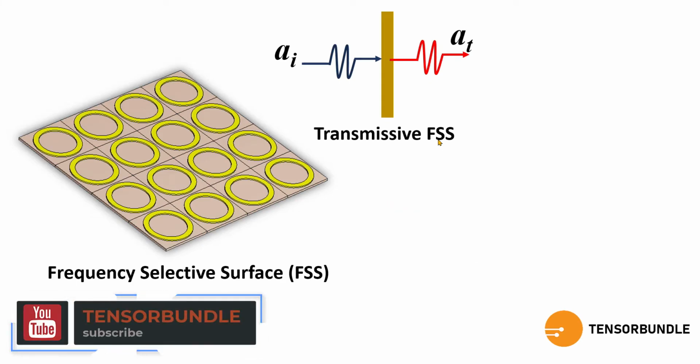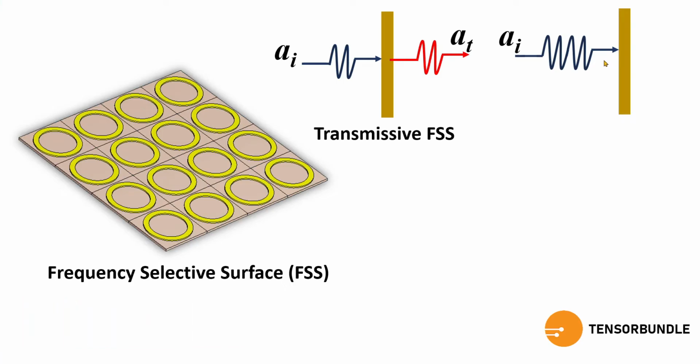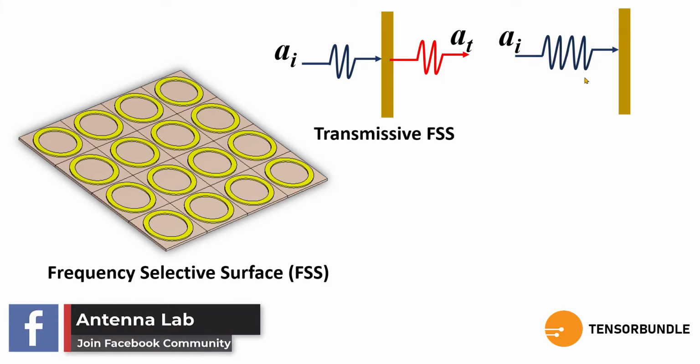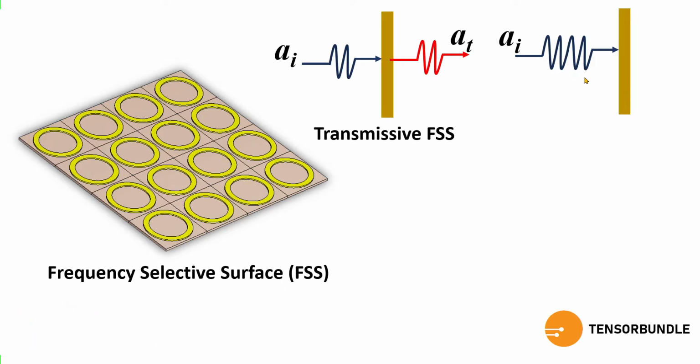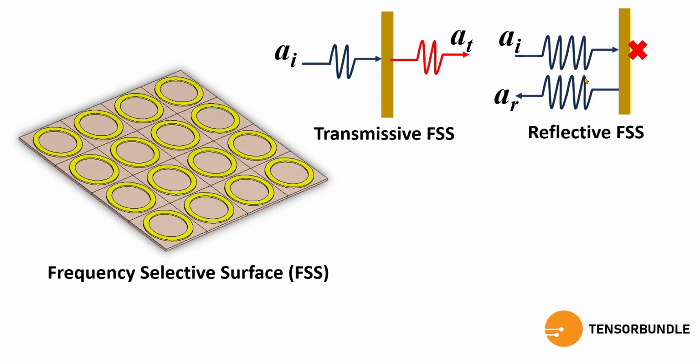Now, next, we have another frequency selective surface, and this time, the incident wave's frequency is different from the first one, and this is denoted by AI. Let's say that this specific surface was designed to block this certain frequency AI, all right? So in this case, it would reflect it back. It would not allow it to pass through. So this is called a reflective frequency selective surface, and AR is the reflected wave. So this is kind of a stop band filter, all right? It is blocking certain frequency.